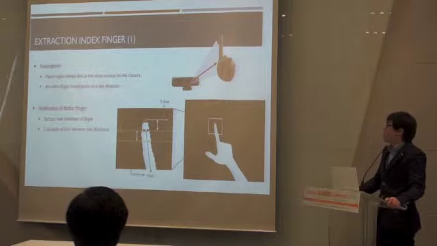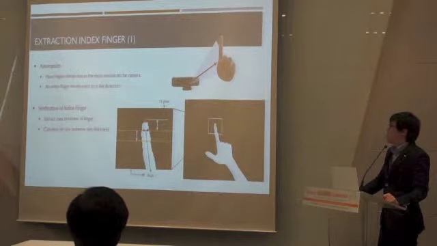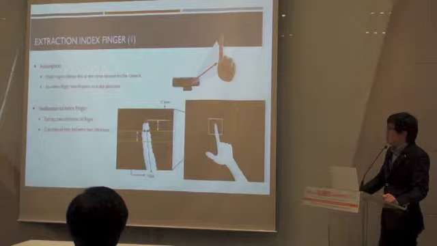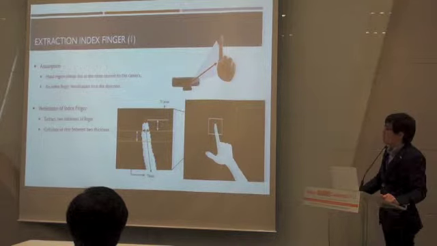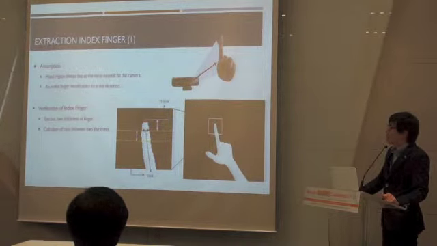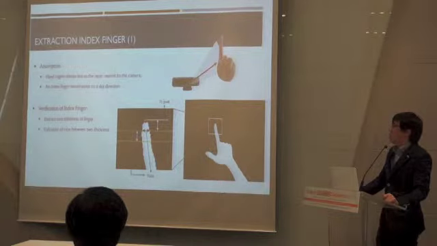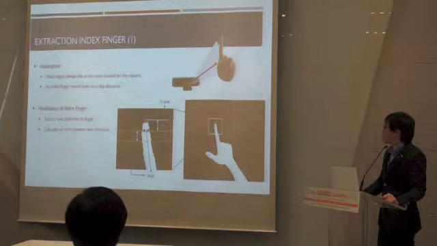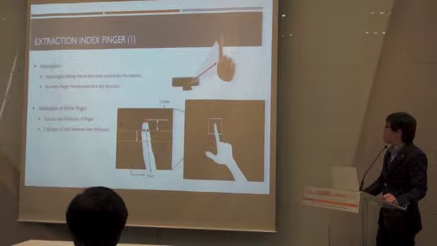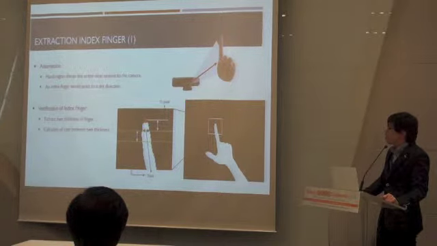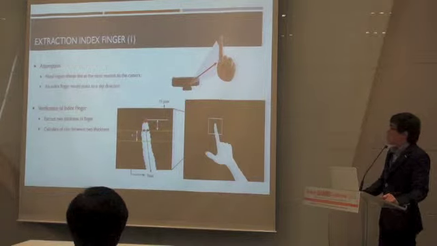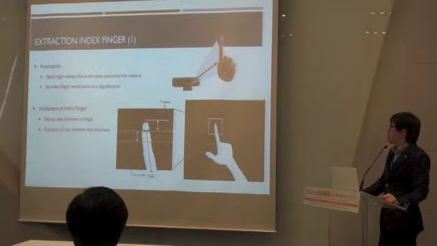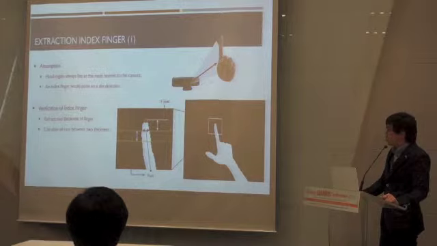Okay, first is the extraction of the index finger. The major assumption is that the hand region always lies nearest to the camera. You can see that in this image this hand is nearest to the camera, and the index finger would be in the skyline direction. So the index finger would be like this.